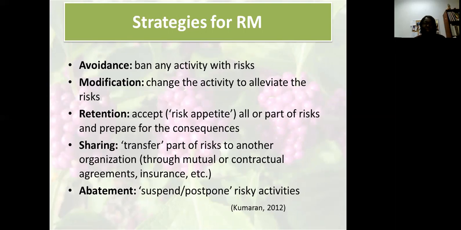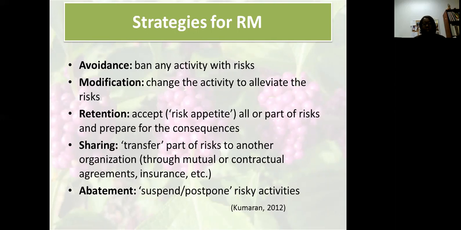Then retention is that you accept all or parts of the risk. So we realize, okay, Master Gardeners are going to be working out in the heat. There's possibility of heat stroke. And so we retain that risk. And so we provide our Master Gardeners with water and Gatorade. So while they're there working, they have access to that.